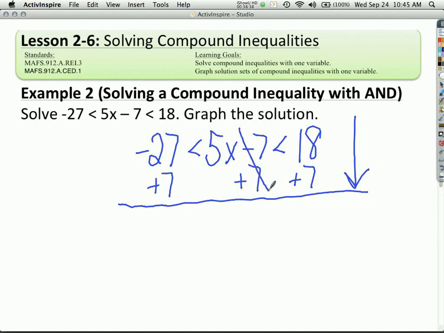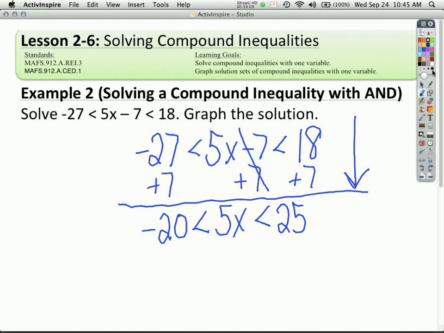This will cancel out, and so the middle becomes 5x. The symbols don't change because we did not multiply or divide by a negative number, did we? So the symbols stay the same. Now, just computation. Negative 27 and 7 is negative 20. 18 and 7 is 25. Any comments, questions about that? So now we are here.